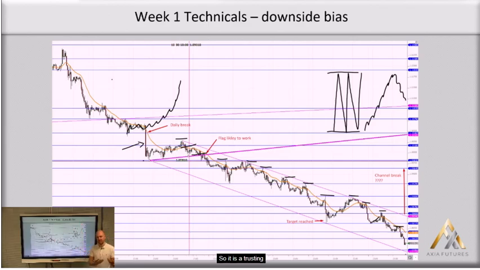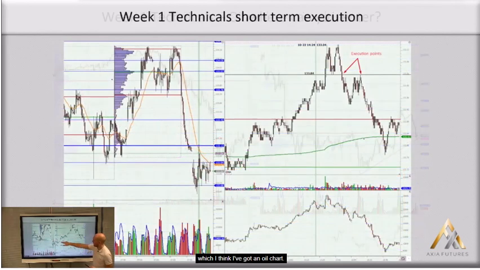So it's a trusting of the charts type trade, whereas there's going to be other trades like that oil one yesterday, which I think I've got an oil chart.